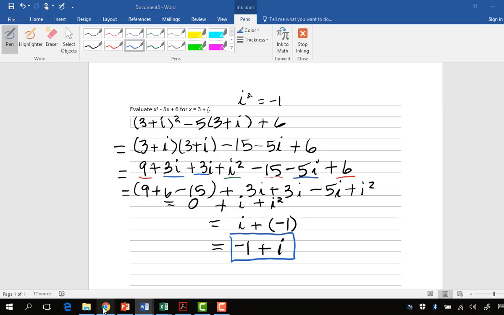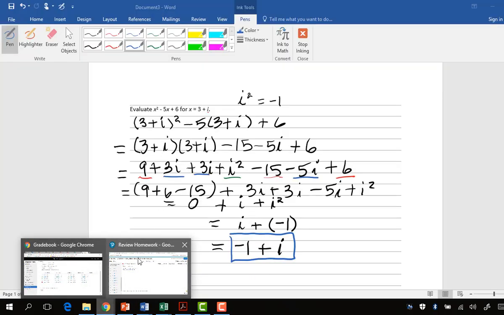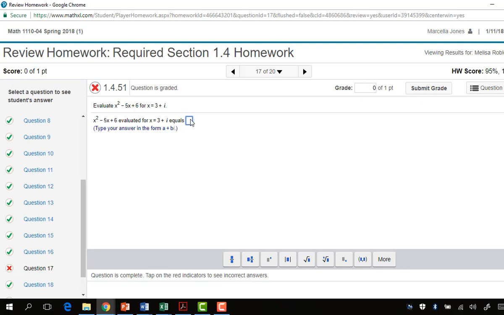So let's go back to the problem, and let's place that. So there is my answer, and I type that in. I'm not able to check this on this one. It's already been marked as incorrect. But that is the correct answer for this one, -1 plus i.